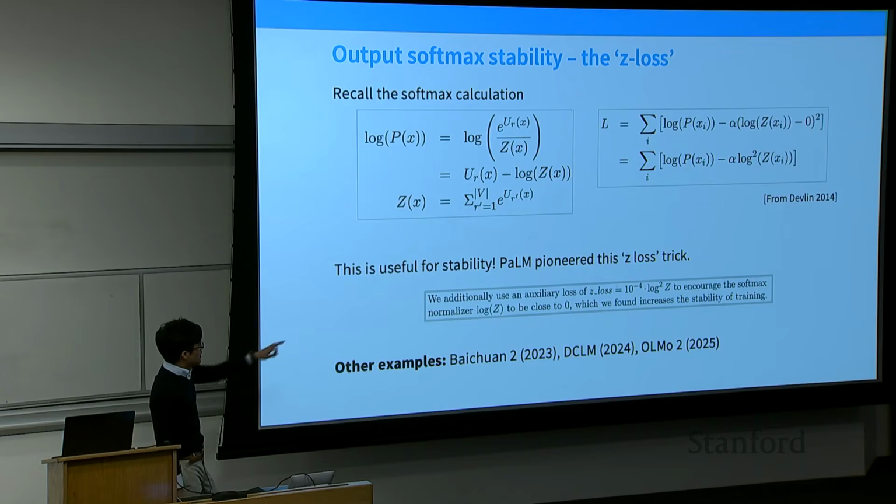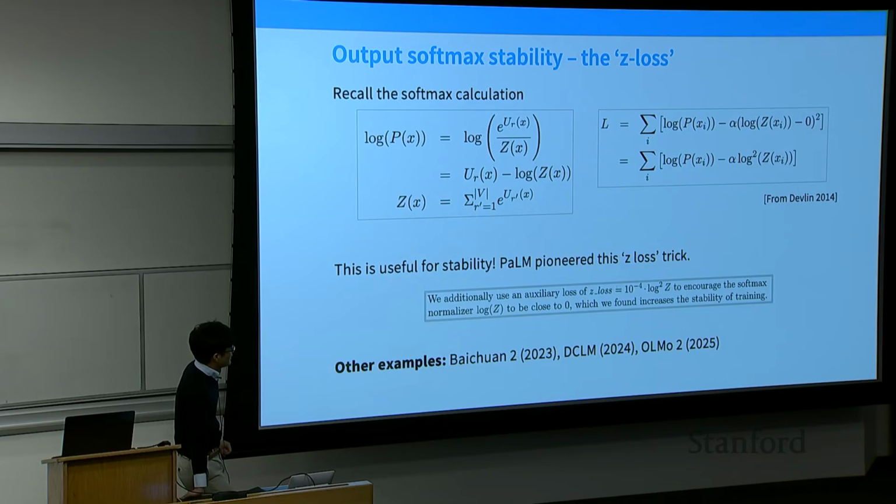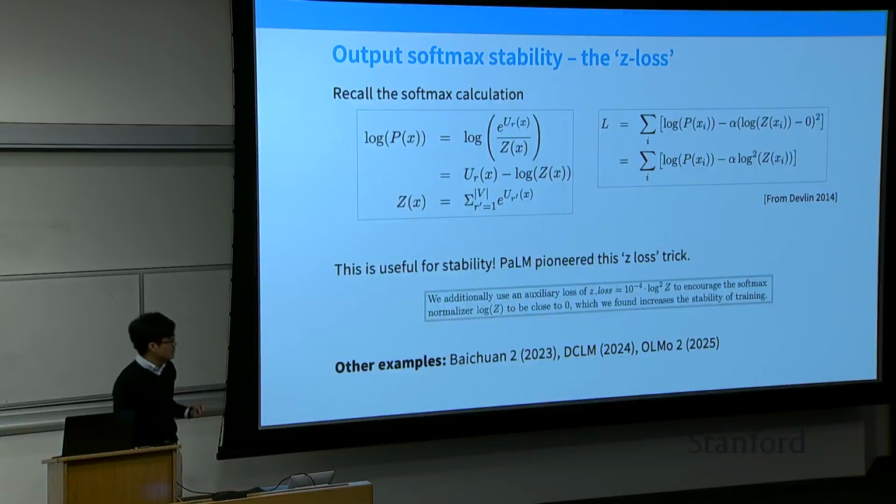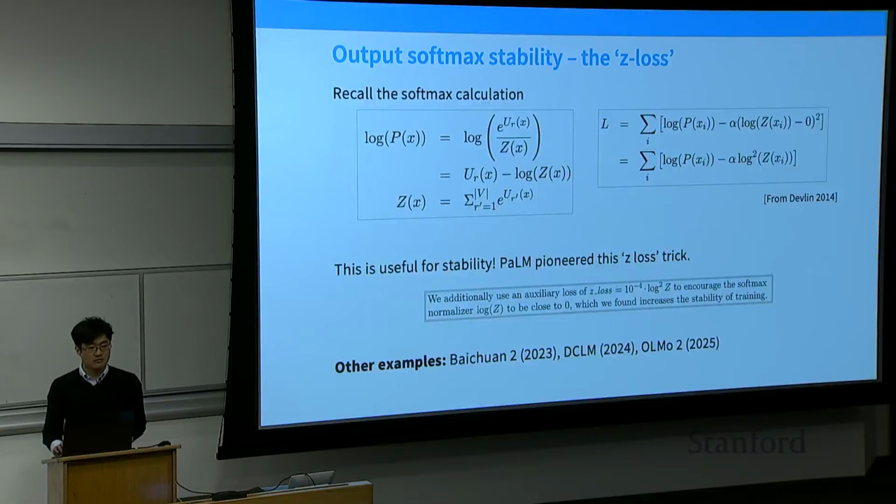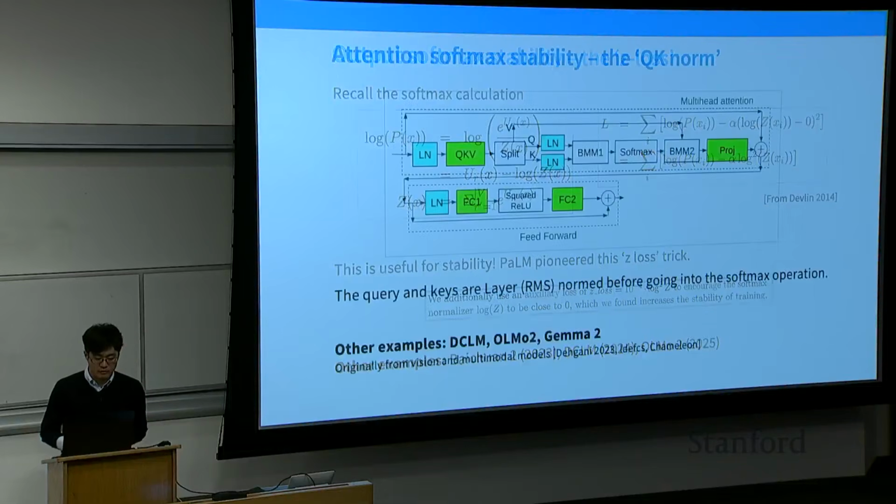And PaLM in some sense is very much a pioneer because they did this z-loss trick, and many others didn't really do it for a long time, or at least the ones that had open papers. But then there was a sequence of papers that have done this. Baichuan 2 is actually the earliest follow-up that I know of, and then DCLM and OLMo 2 and now several others have basically picked up on z-loss as a very nice, convenient intervention for improving stability.